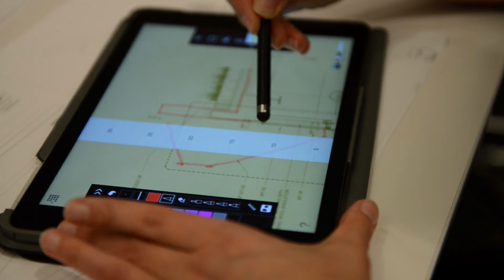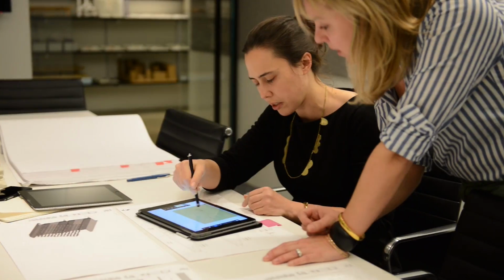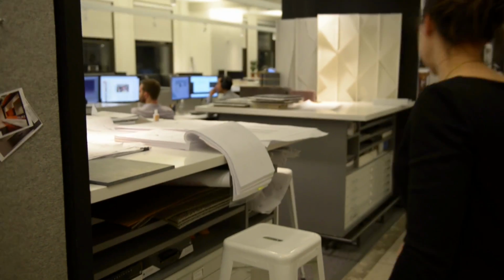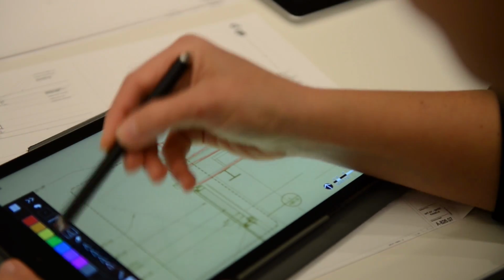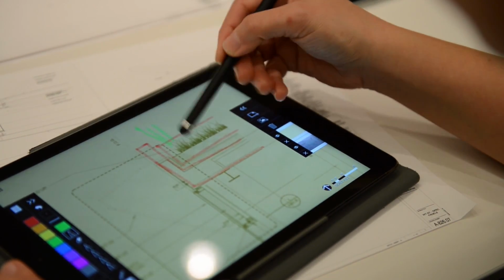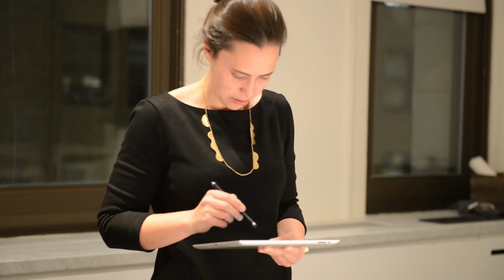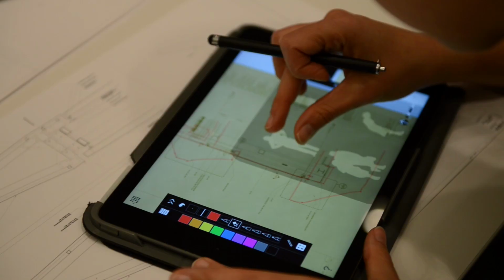So sketching is really just an integral part of our communication process. It's this constant process of going back and forth between plan, section, and axonometric, and the pencil is the fastest way to make it happen. Sort of the fluid connection between your mind and your hand and the paper.